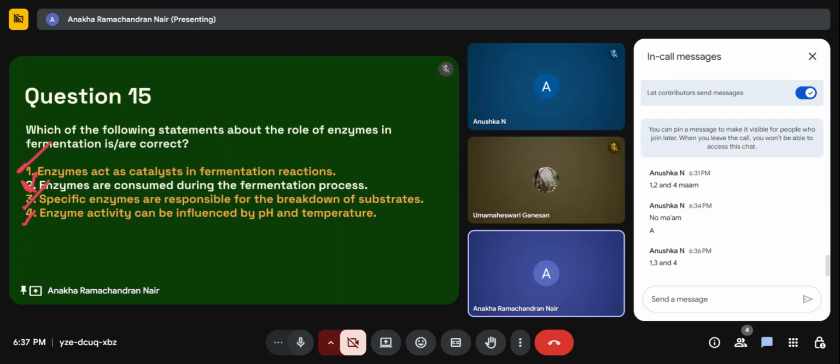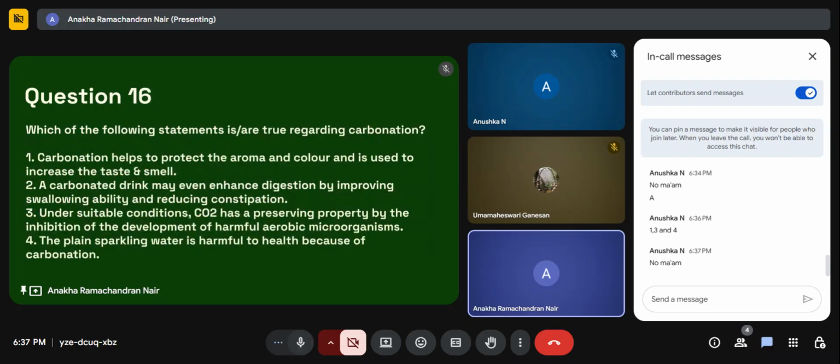All right. So I'm not seeing any doubts. Just write the doubts if you have any, right? So let's move on to question number 16. Question number 16 is, which of the following statements is or are correct regarding carbonation?